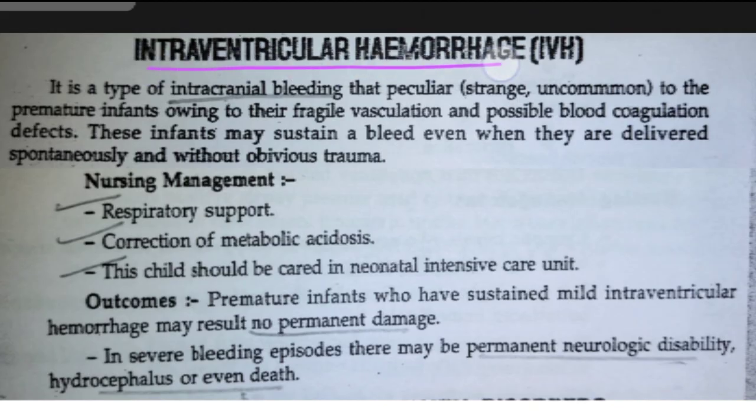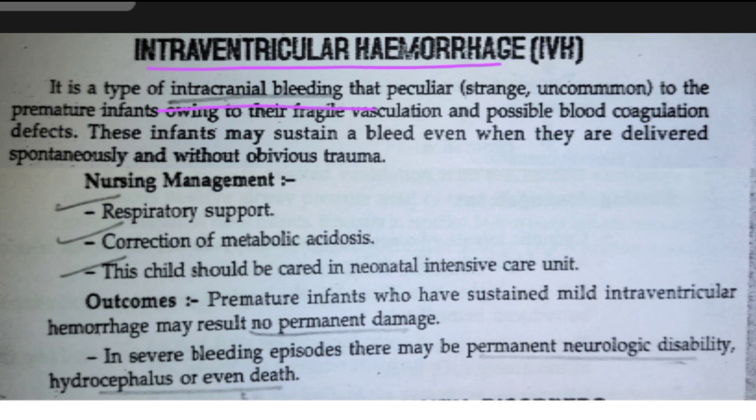IVH, intraventricular hemorrhage. It is a condition where bleeding is seen in the cranial region. It is also known as intracranial bleeding, and this condition is seen because of a problem in the delivery. If they use forceps delivery and the baby's head is injured, or if the fetus has any distress during the delivery process, because of this the IVH occurs. And when this condition occurs, the baby will get respiratory problems too.